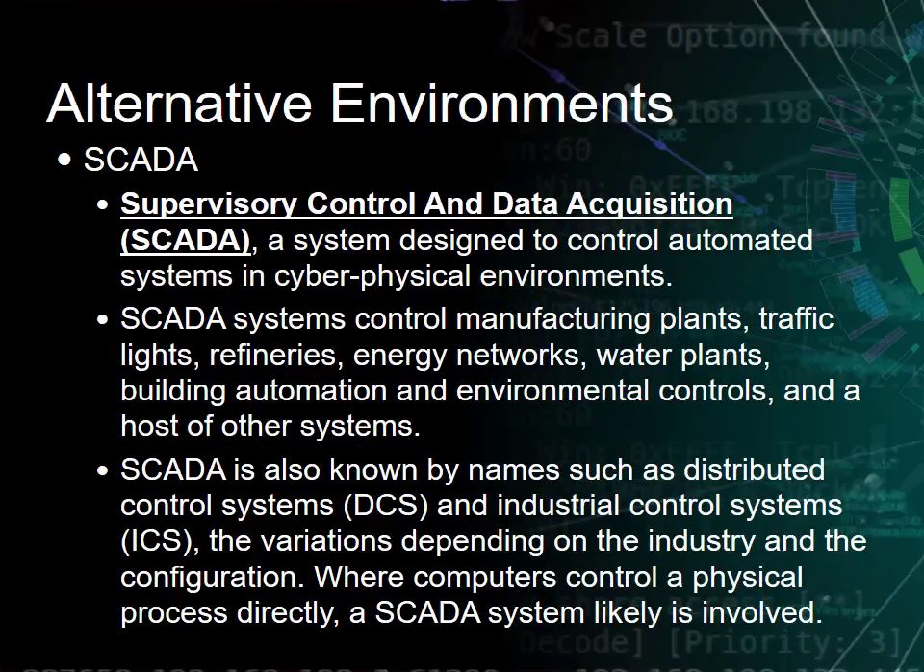SCADA systems, or supervisory control and data acquisition systems, are designed to control automated systems in a cyber-physical environment. SCADA systems control manufacturing plants, traffic lights, refineries, energy networks, water plants, building automation, environmental controls, and a host of other systems. SCADA is also known by names such as Distributed Control Systems, DCS, and Industrial Control Systems, ICS, the variations depending on the industry and the configuration. Where computers control a physical process directly, a SCADA system likely is involved.